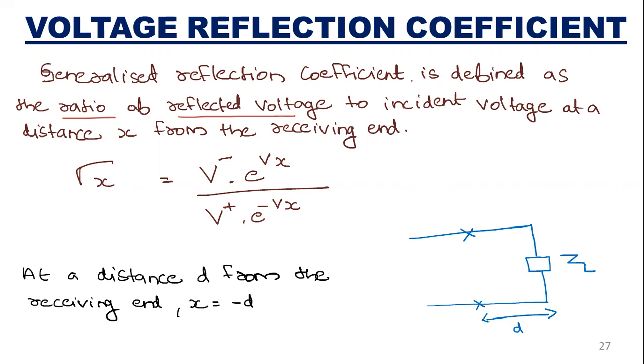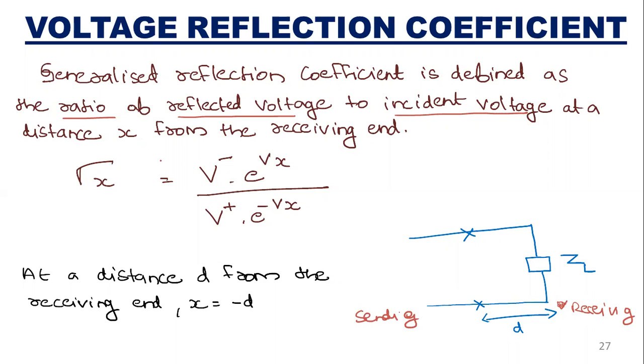So what is the voltage reflection coefficient? It is the ratio of reflected voltage to incident voltage at a distance x from the receiving end. If this is the receiving side, and this is the sending side, then we measure at a distance x from the receiving end. Here, for the derivation, we have taken x is equal to minus d, that is, a distance d from the receiving end. That's why they took it as minus d. We will come to that.